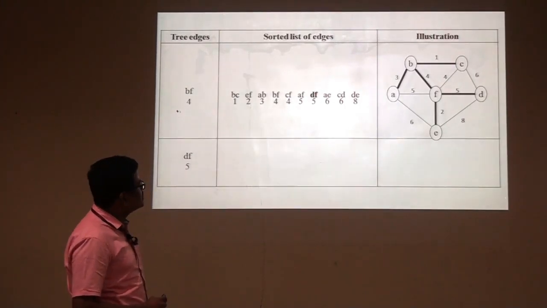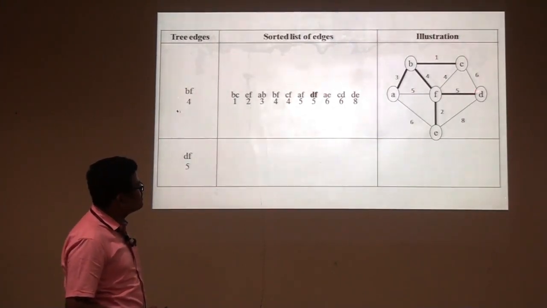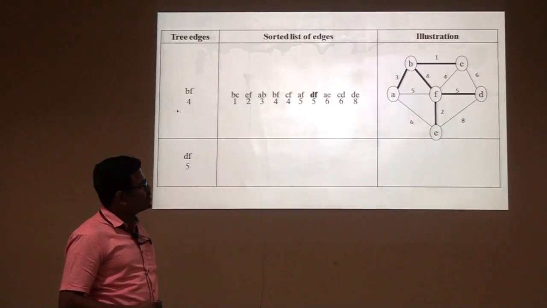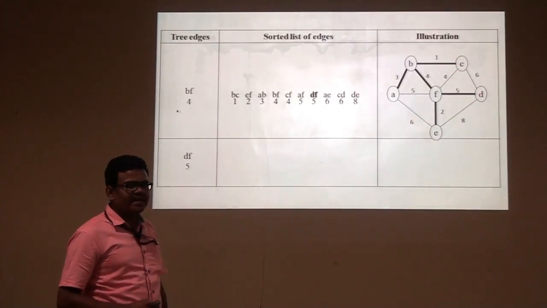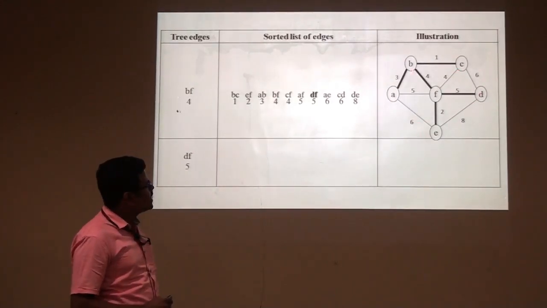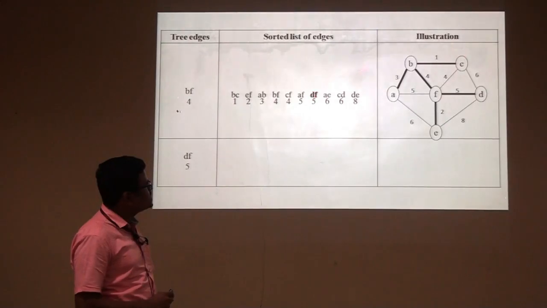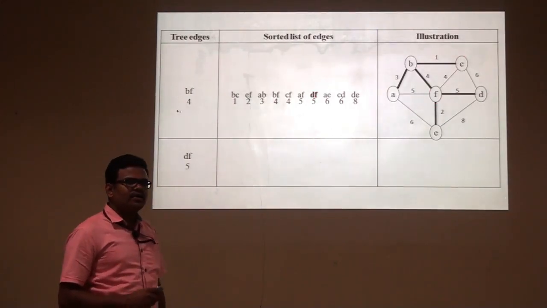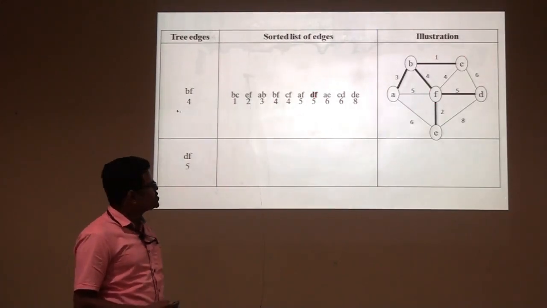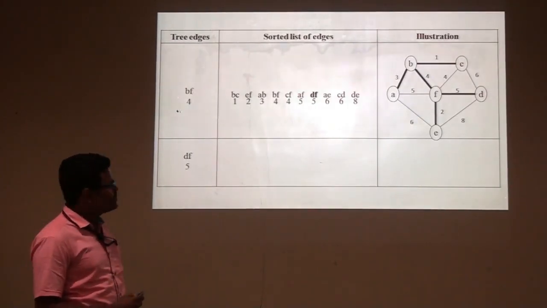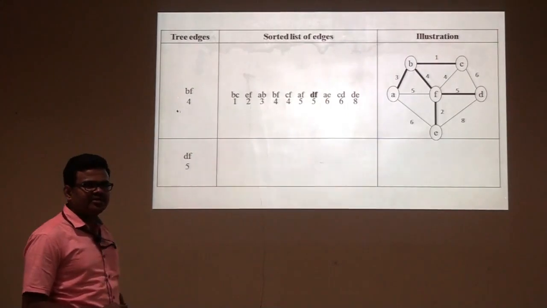Next we come to D to F. D to F is the minimum cost. If we connect D to F, all the nodes are connected: A, B, C, D, E and F. So when we select D to F in the next iteration, all the vertices are connected, and D to F is marked as visited in the tree.